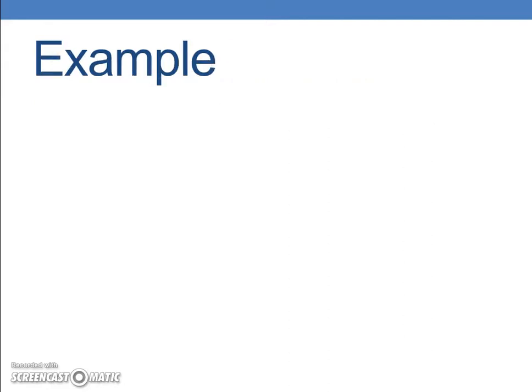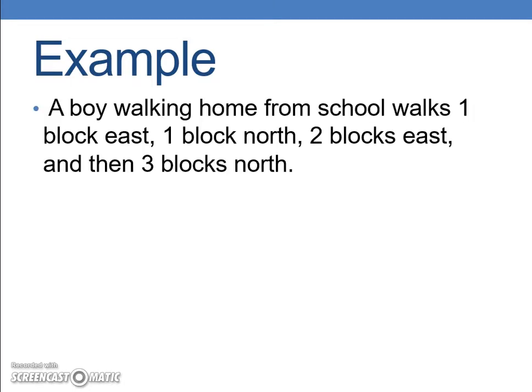So here's your example. Let's find our distance and our displacement for this example. There is a boy and he is walking home from school. He walks 1 block east. You can see the 1 block east down there at the bottom. We have 1 block north, 2 more blocks east, and then 3 more blocks north. So our distance, 1 plus 1 plus 2 more plus 3, he went 7 blocks total. That's our distance. That's easy to add up.